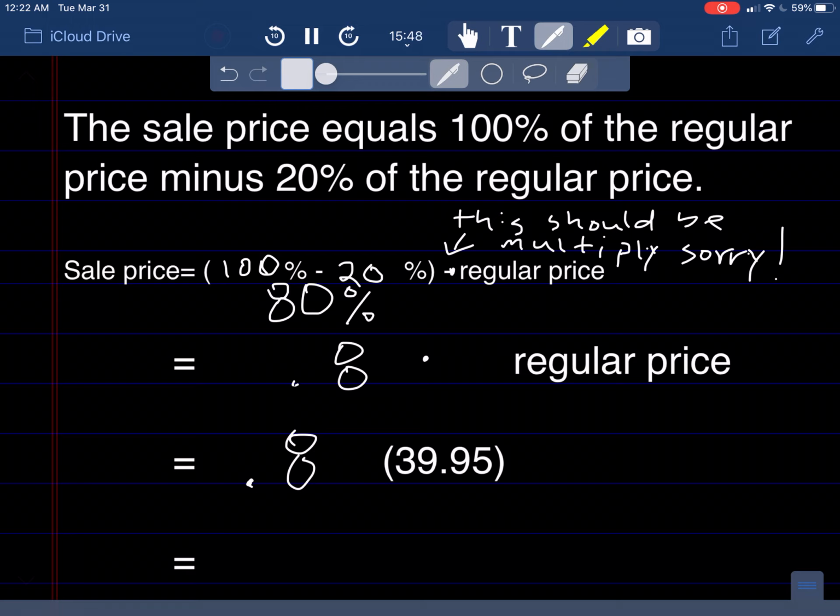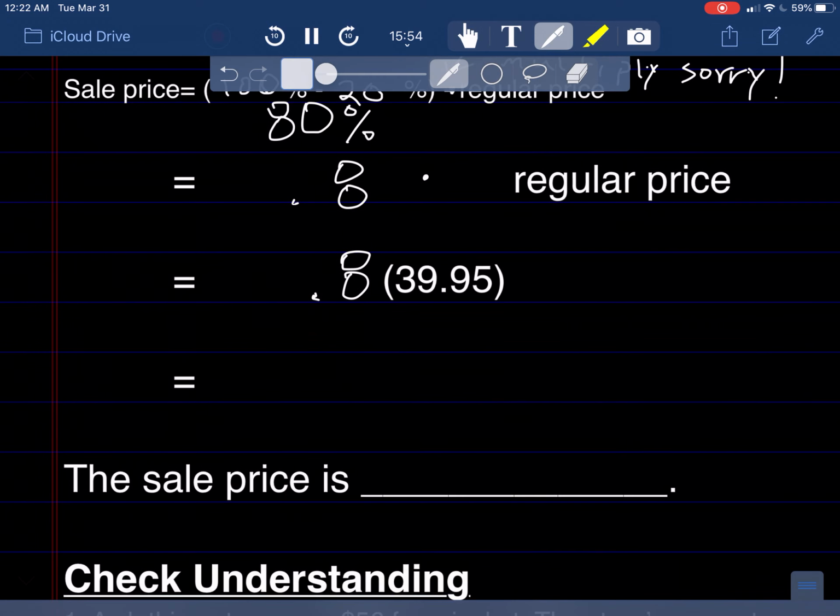So remember, parentheses represent multiplication. Okay? So again, you can use your calculators, use your paper, pause the video if you need to. But when you multiply 0.8 times $39.95, you should get, again, hopefully pause the video, you should get $31.96. So the sale price is $31.96. So they match. So we know we did it correctly.